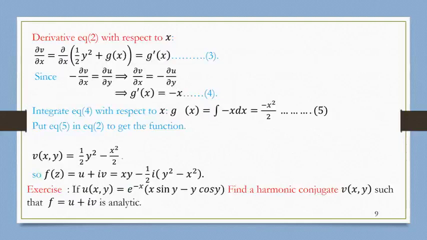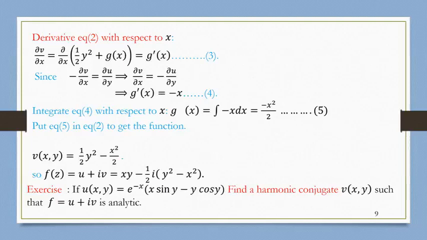Okay. Now take the derivative of equation 2 with respect to x. If we integrated with respect to y, now find the derivative with respect to x. So del v over del x is equal to this result, del by del x of y squared over 2, which is constant, equal to 0, plus the derivative of g(x). Because this is an unknown function, the derivative is just g prime x. Since minus del v over del x equals del u by del y, this is the Cauchy-Riemann equation. Multiply this equation by minus 1 to get del v over del x equal to this.